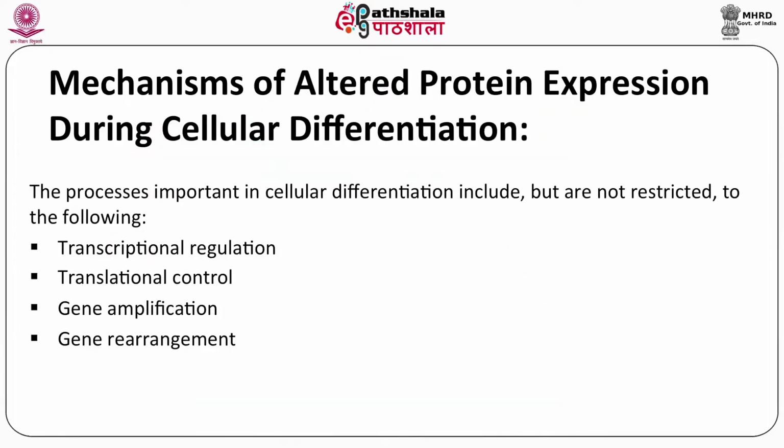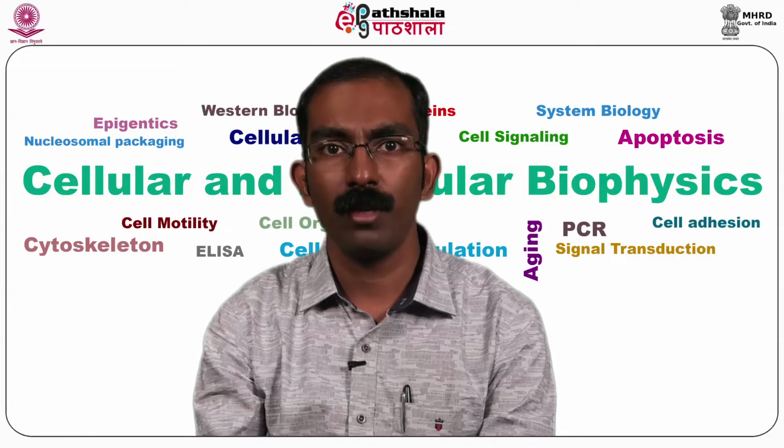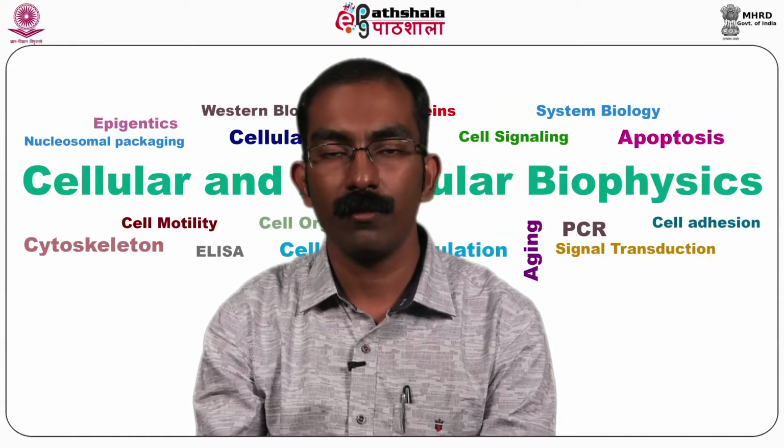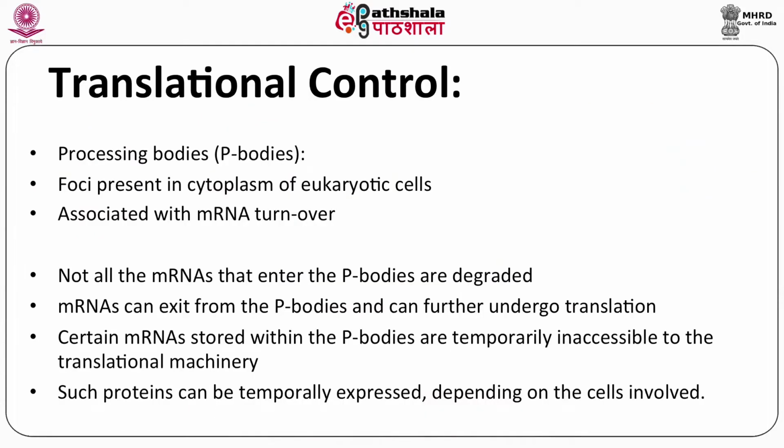Various mechanisms exist to regulate the expression of proteins in a cell. The processes important in cellular differentiation include, but are not restricted to, transcriptional regulation, translational control, gene amplification, and gene rearrangement. Discussion on transcriptional control merits a separate section. Let us now see the other regulatory mechanisms first. Translational control. P-bodies or processing bodies are foci present in the cytoplasm of eukaryotic cells that are associated with mRNA turnover.